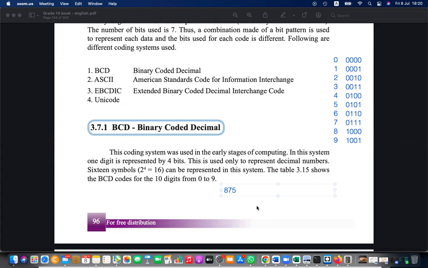If I want to write 875, how can I tell that using BCD code? You don't need to divide. Initially, computers were used for calculating purposes only. Mostly numbers were the inputs. Now we input various things: characters, images. Earlier it was only numbers. Therefore, they wanted a method to represent these numbers.